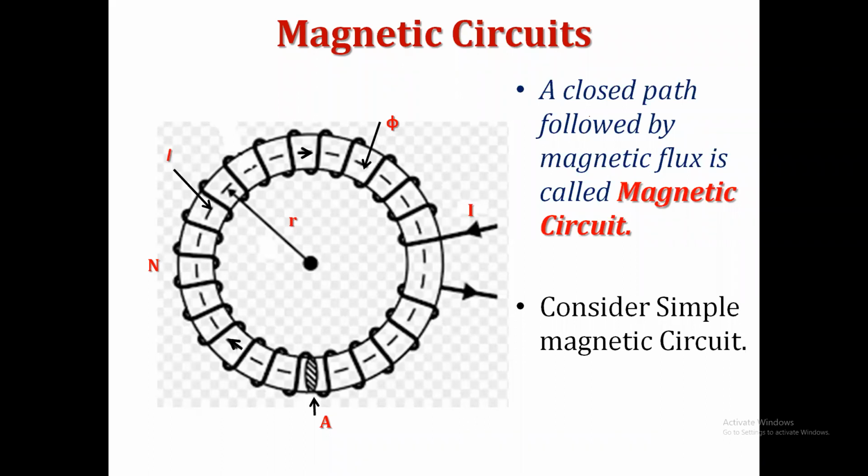Is it right? When the ring is considered, the magnetic flux is either clockwise or anti-clockwise, depending upon the direction of the current. Suppose the magnetic flux is flowing in a clockwise direction. So this is a simple magnetic circuit.